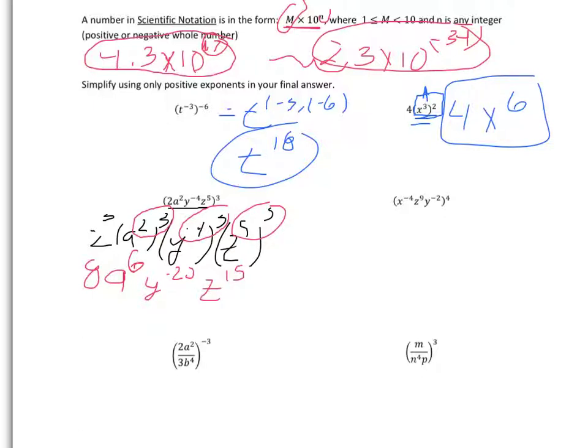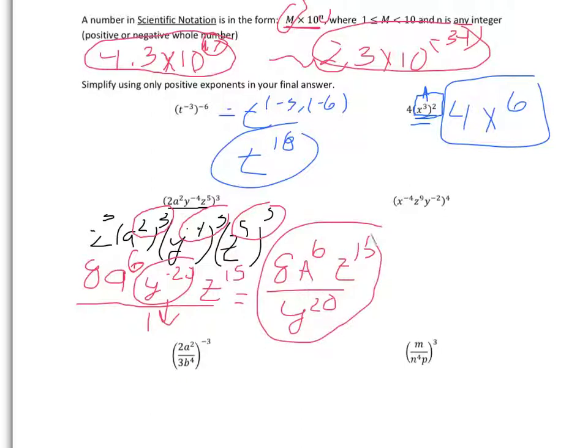And the last thing we want to do is make all our exponents positive, because we have this y to the negative 12th, we can move that down. And our final answer is 8a to the 6th, z to the 15th, all over y to the 12th. And that's what we're looking at there.